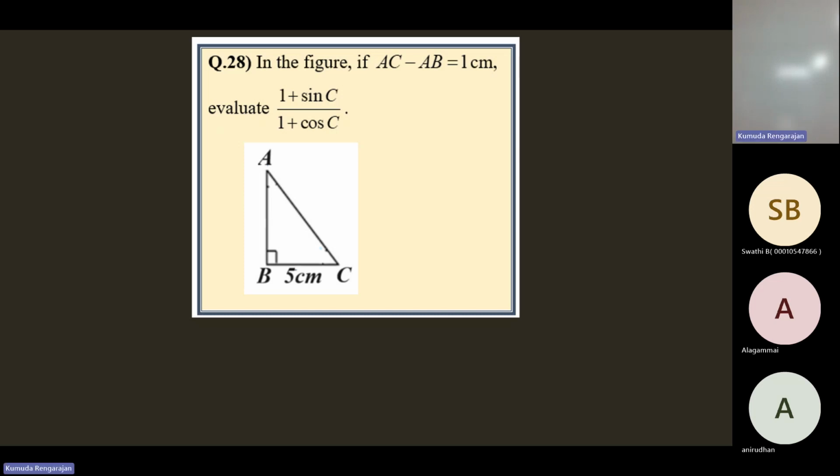1 plus a to the whole square will be a square plus 2ab plus b square. 1 plus a to the whole square, this a square comes here plus 2ab, 2 into 1 into ab, plus b square.